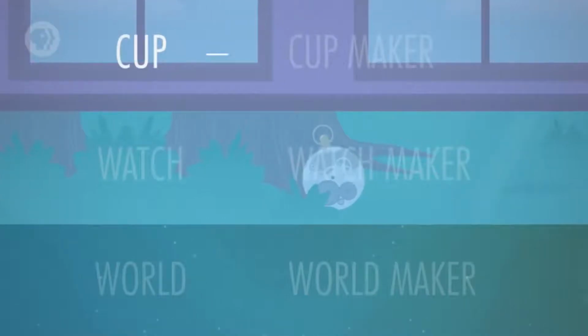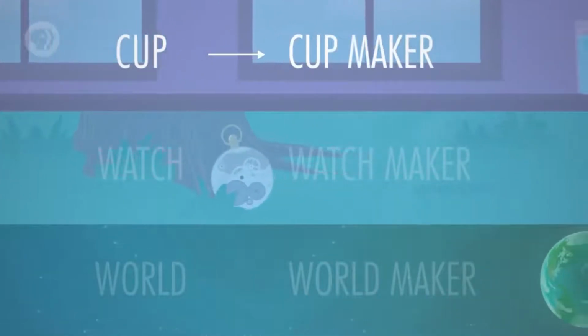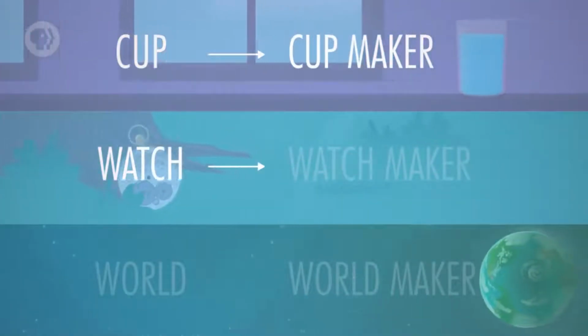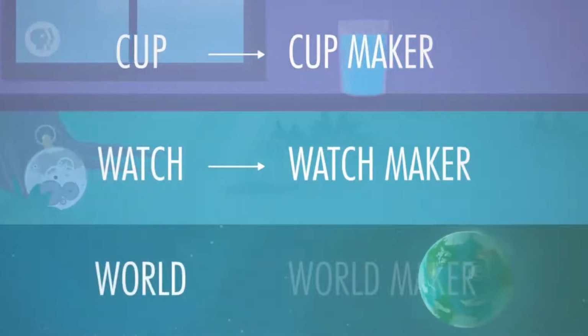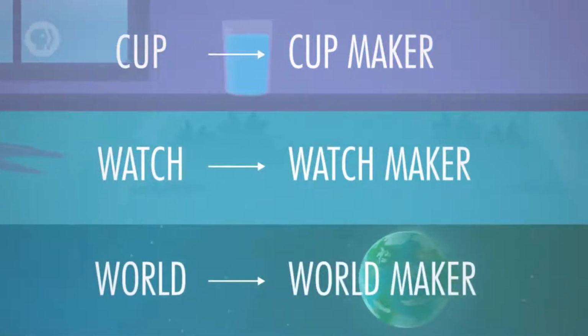Paley said that this couldn't possibly just have happened any more than the design of a pocket watch could just have happened. There must be a designer. If you accept this analogy, then you agree with Paley that just like the purposefulness of a watch compels us to believe in a watchmaker, the purposefulness of the world compels us to believe in a world maker, God.